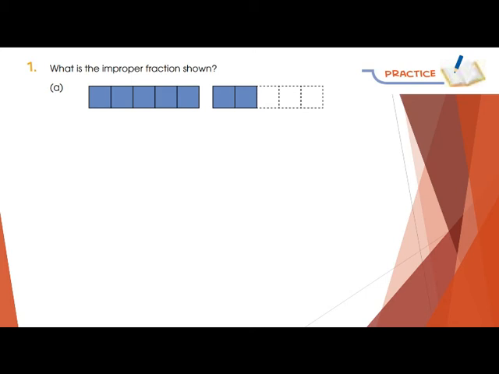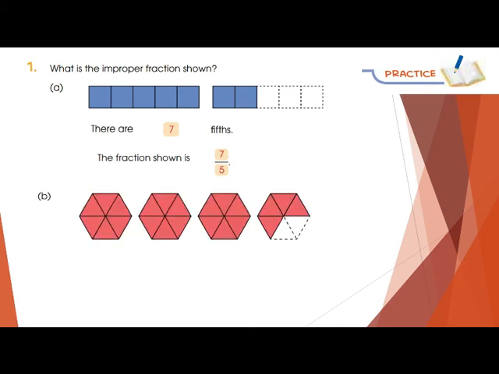You have to find out how many fifths are there, so you have to count how many shaded are there, so you will write 7, and the fraction shown is 7 upon 5. Similarly, in this picture, how many parts are there? How many 6 are there? You have to count how many shaded areas are there. So there are 22. The fraction shown is 22 upon 6.